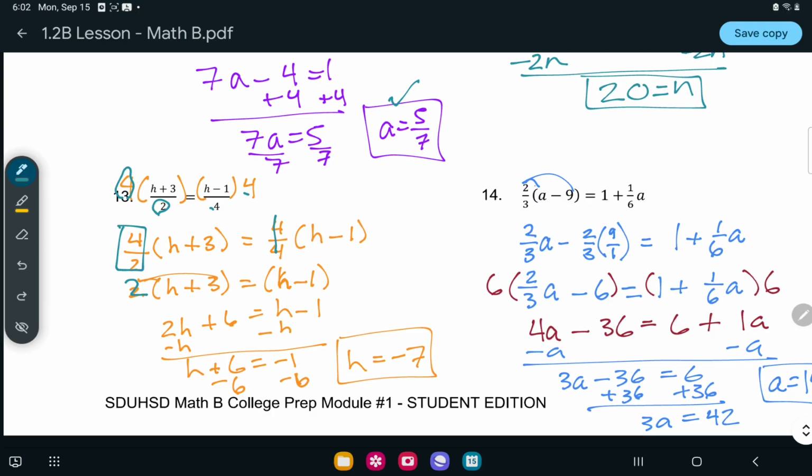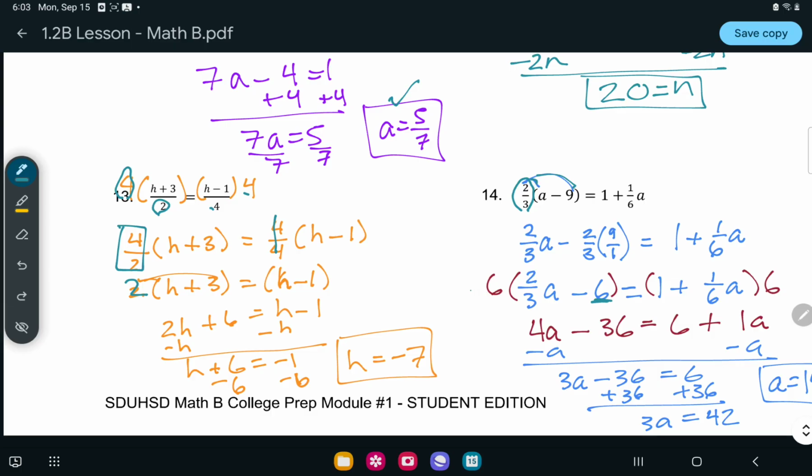And then our last one here. This one was kind of tricky because you could have cleared the fraction or you could have distributed first. So I chose to distribute first because it's easy to make a mistake trying to clear the fraction with a number on the outside of the parentheses. So when I distributed, I did 2/3 times a and 2/3 times negative 9. So I wrote that out, and the way that I did this is 2 times 9, which is 18, and then divided by 3. So that's how I got that 6 right here.